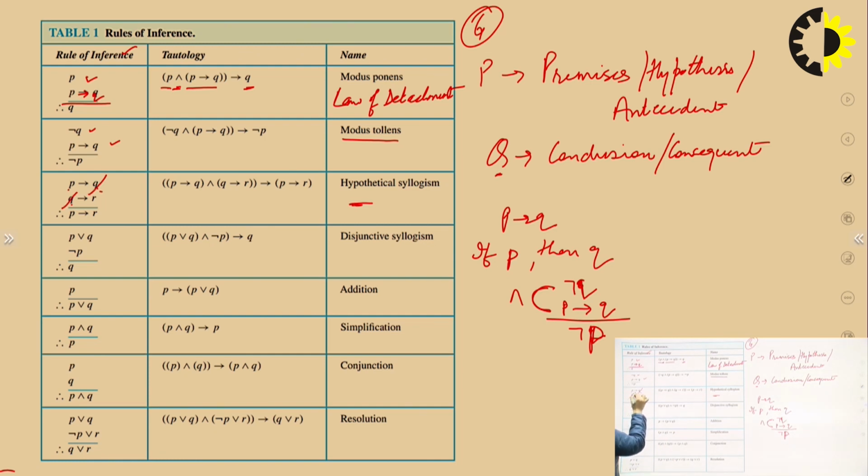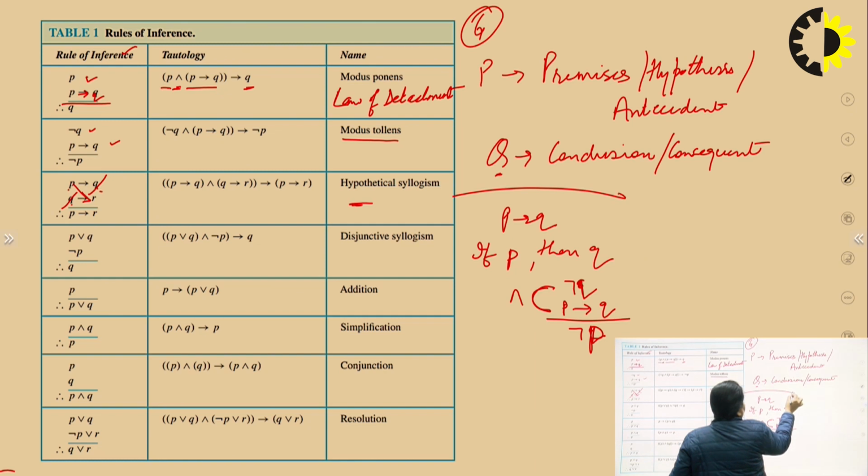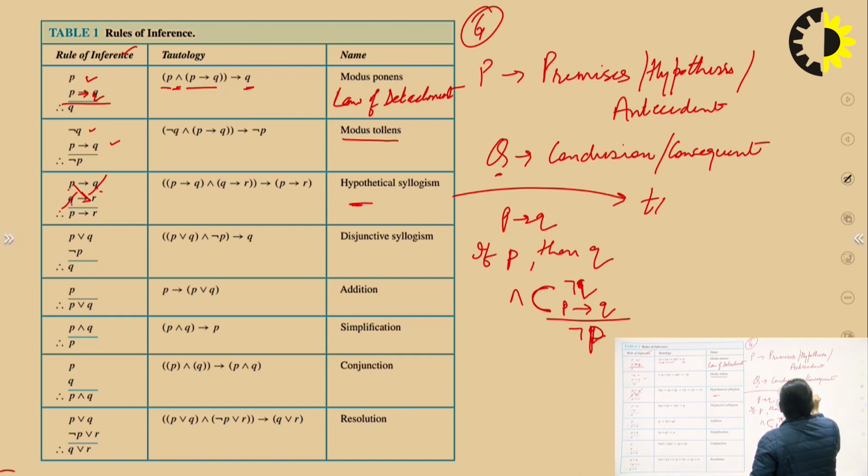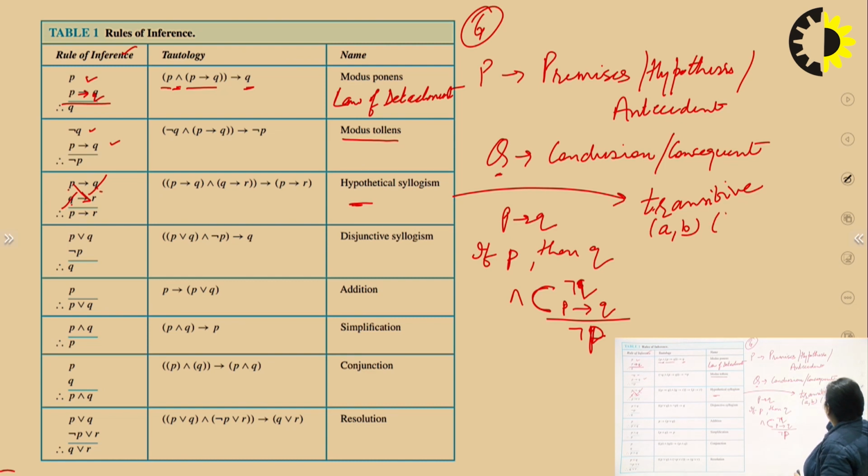Q will be cancelled out, and what is the result? P conditional R, P to R. It is simply equal to, we can say, P to Q and Q to R. We can say this is the transitive rule, similar to set theory. That is, if we are having AB and then we are having BC, then definitely we are having AC. It is similar to that.